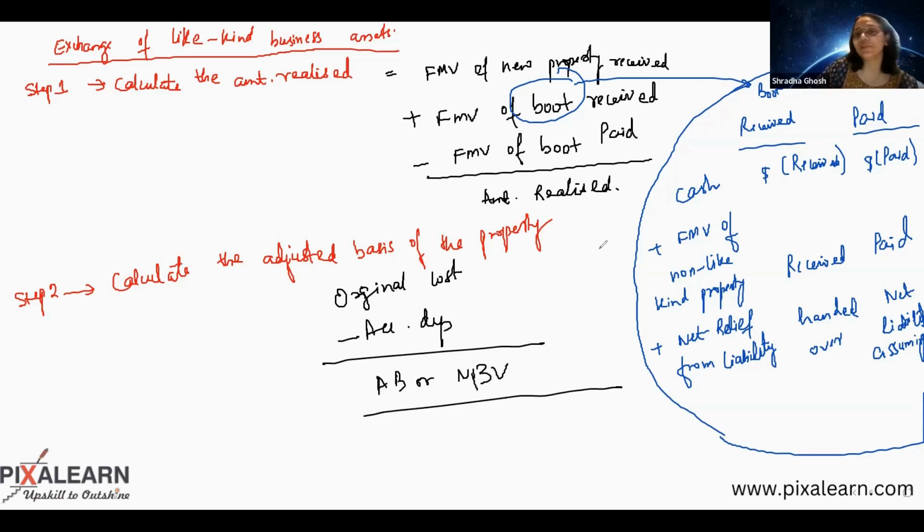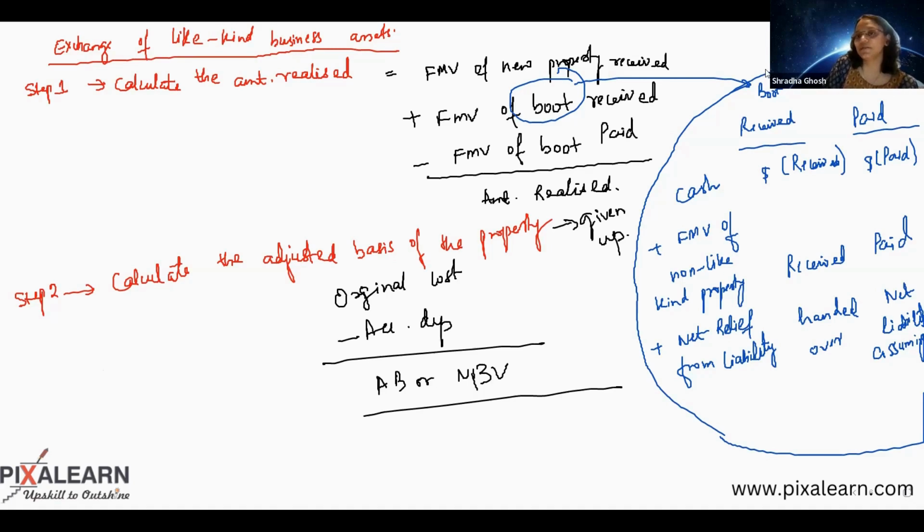So basically this is property given up, right? This is the amount that I'm realizing. This is the value of something that I'm giving up in my books. So that takes me to step 3.